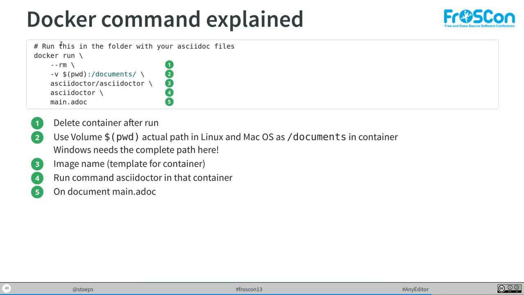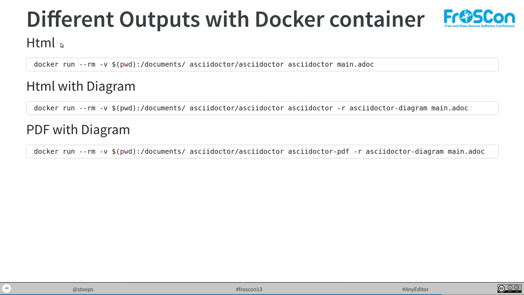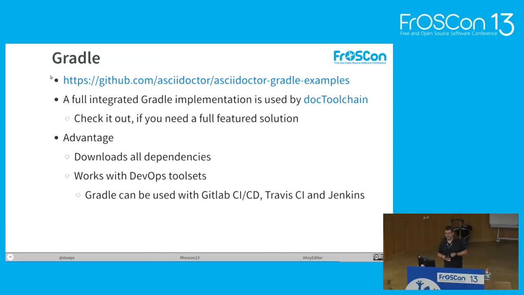And I'm done. No dependencies, just having Docker on my machine. Windows, Linux, and so on. It supports different outputs. I can use HTML, I can use HTML with diagrams, I can convert to PDF, and so on. The main thing, I can use DocBook here as an output format.